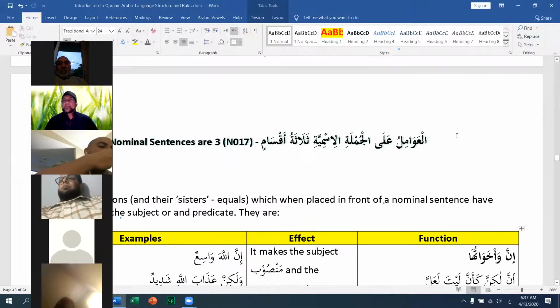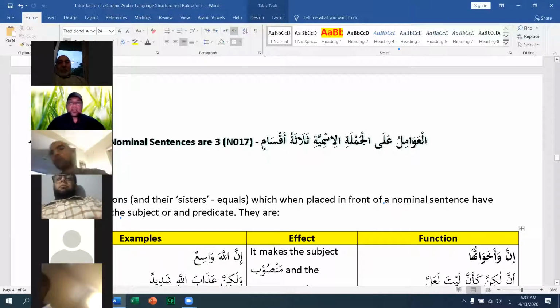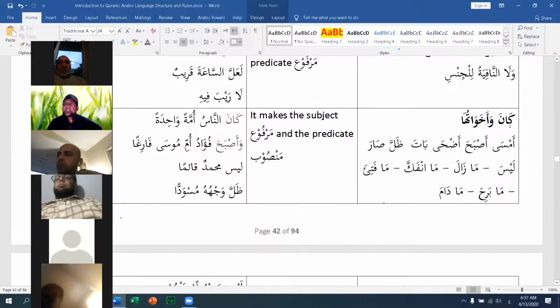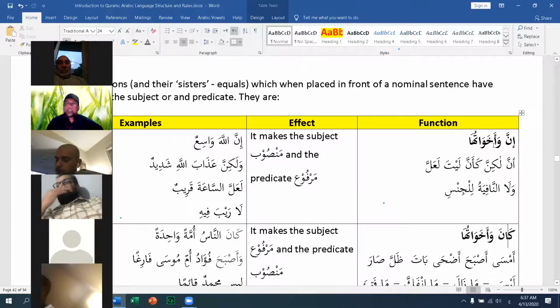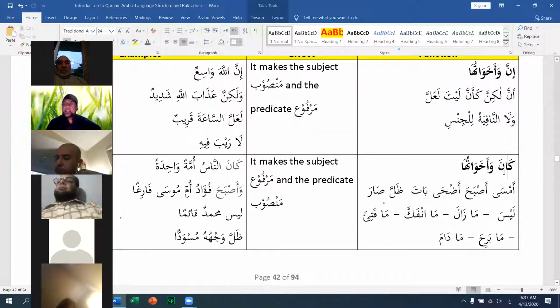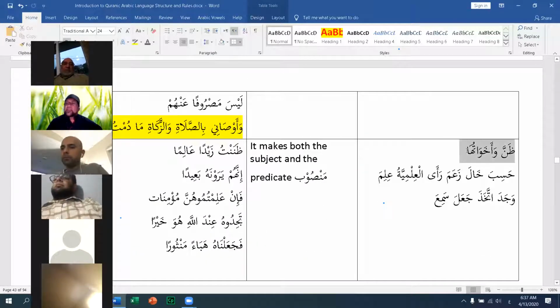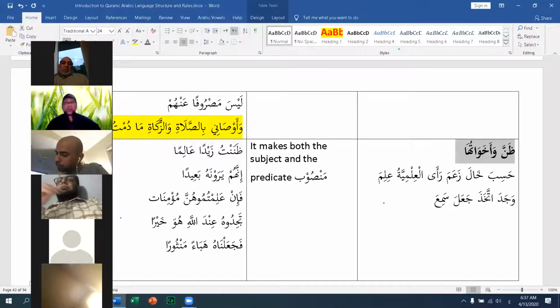So quick reminder, العوامل على الجملة الاسمية ثلاثة أقسام. The modifiers of the nominal sentences are three categories. The first category, Inna and her sisters. Second category, Kana and her sisters. Inna and her sisters make the mubtada mansub and the khabar marfu'. Kana does the opposite. Kana and her sisters, they make the mubtada marfu' and the khabar mansub. Now we come to the third category, Zanna wa akhawatuha.